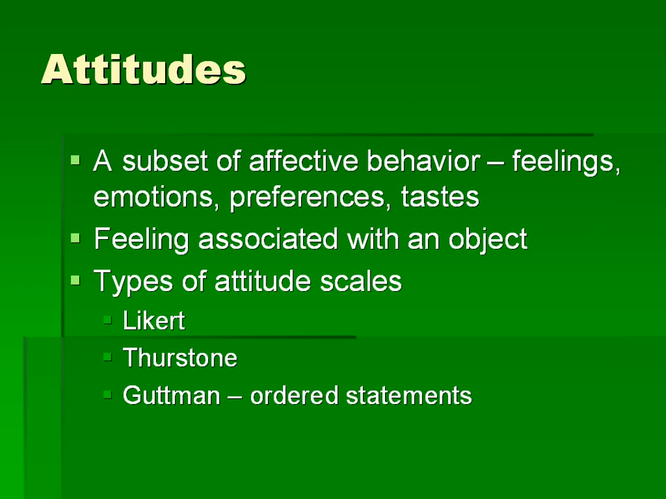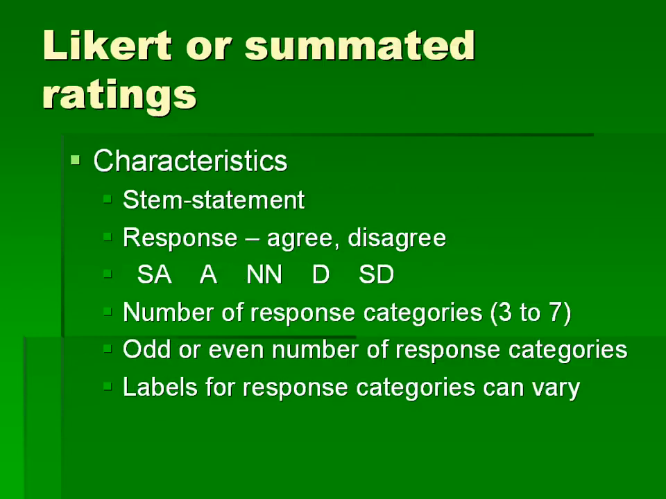And then there are different strategies for measuring attitudes using attitude scales. There are three broad categories, or three different authors associated with these different scales: Likert type scales, Thurstone type scales, and Guttman scales. We're going to look at Likert scales primarily for the rest of this unit. Likert scales, another title for them, are summated ratings, have certain characteristics.